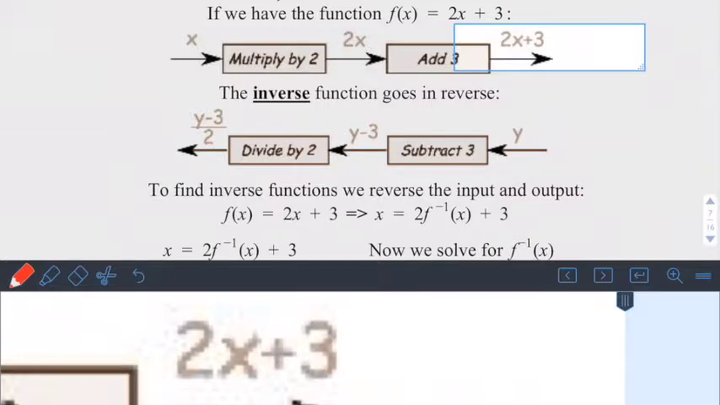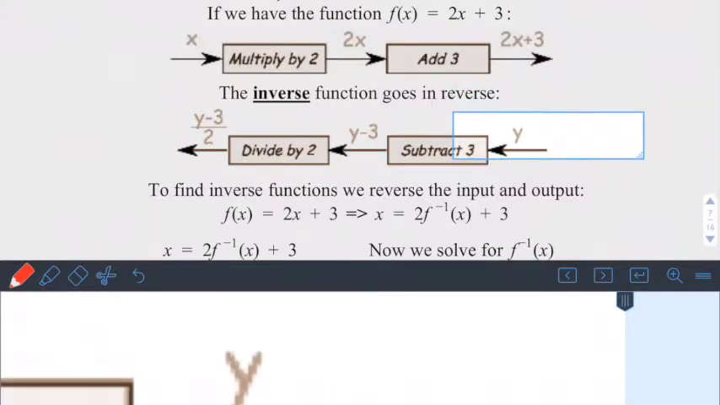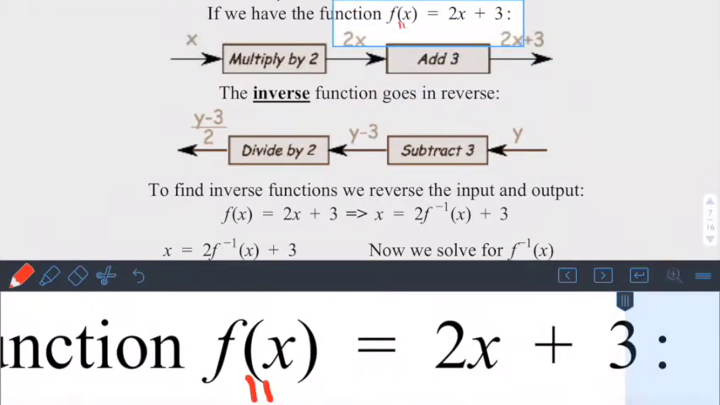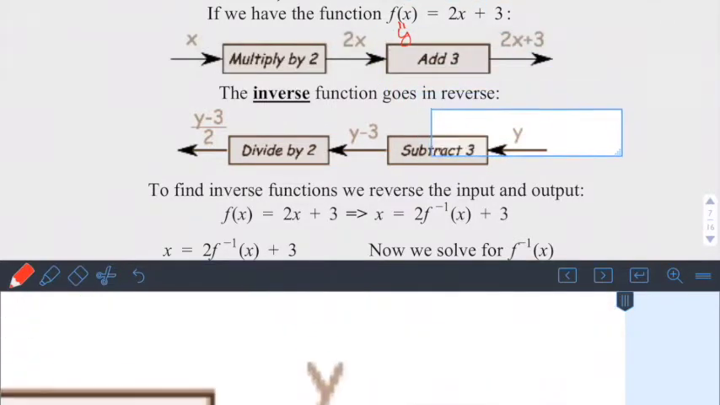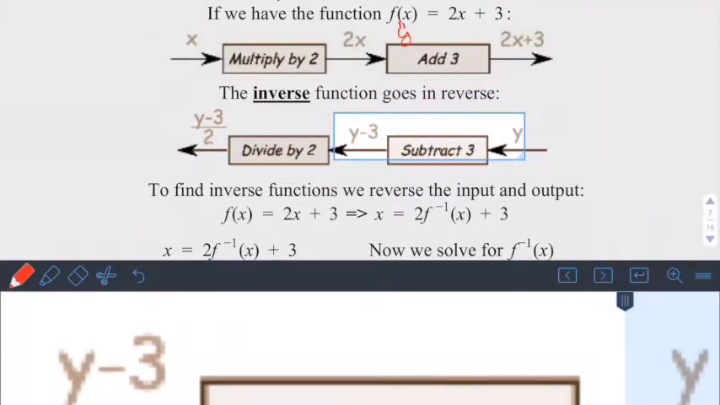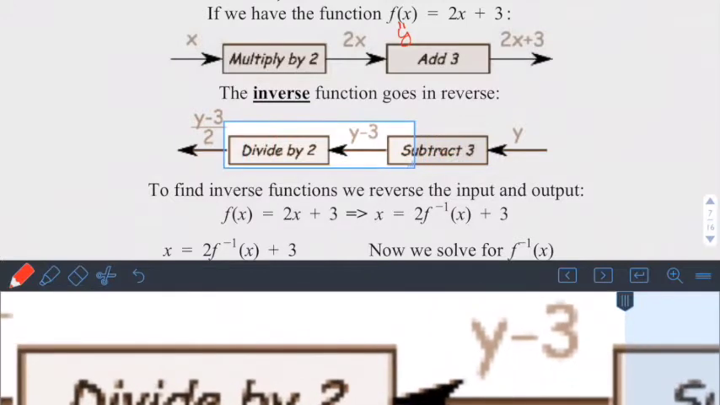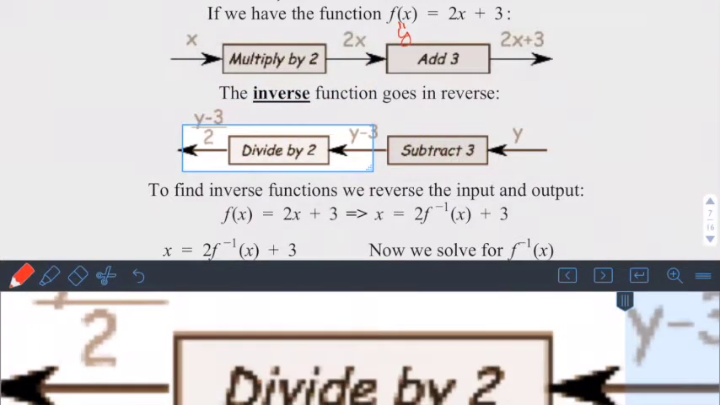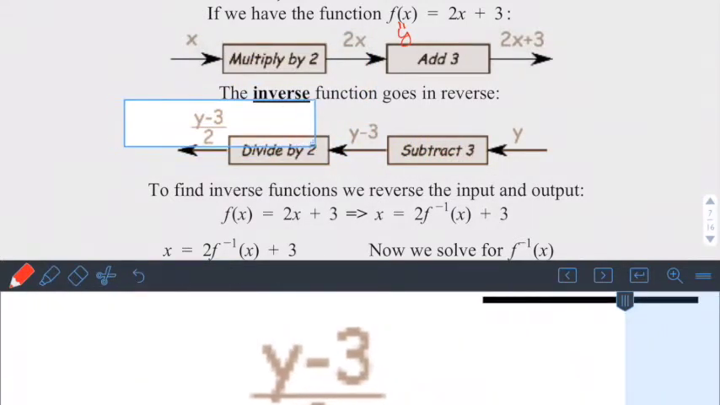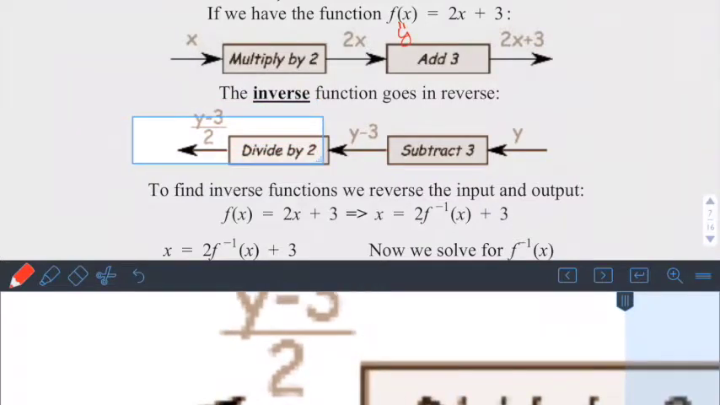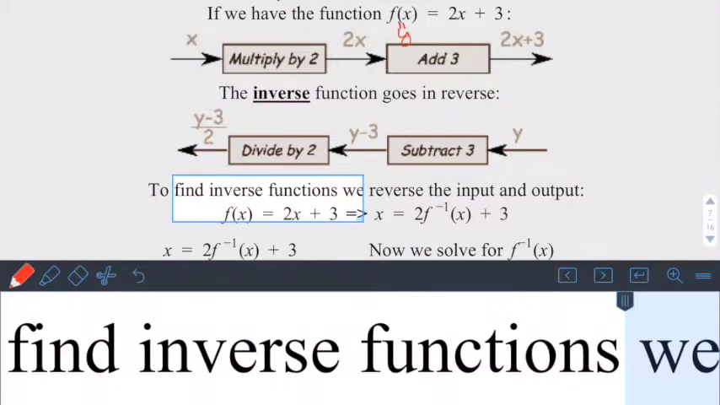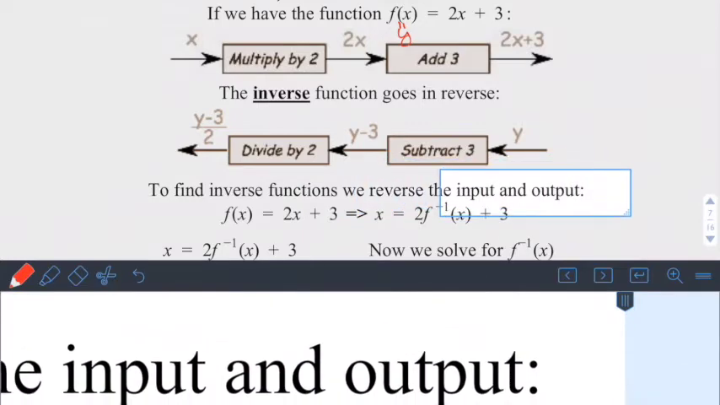The inverse function starts with y, right? Our f of x equals y, remember? Then we would do the opposite. We would subtract 3, so y minus 3, and then we would divide by 2. That's the opposite of multiplying by 2. So y minus 3 all divided by 2. So to find inverse functions, we reverse the input and the output.